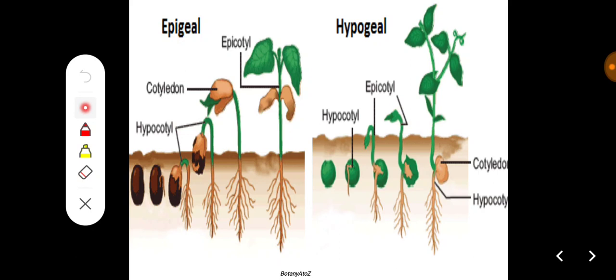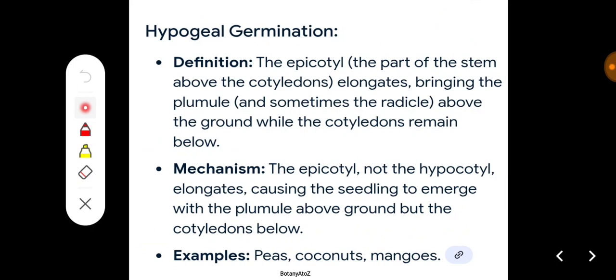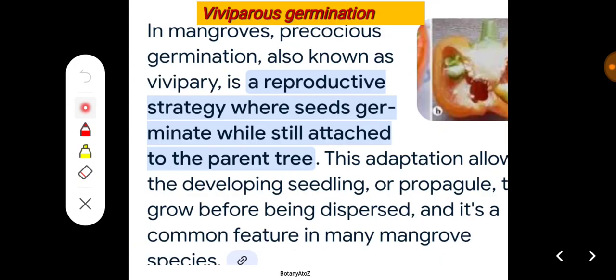Then we have the rare type of germination called Viviparous germination. Usually when we talk about terms like vivipary, oviparity, or ovovivipary, these are concerned with animals. But why is the term viviparous being used here?